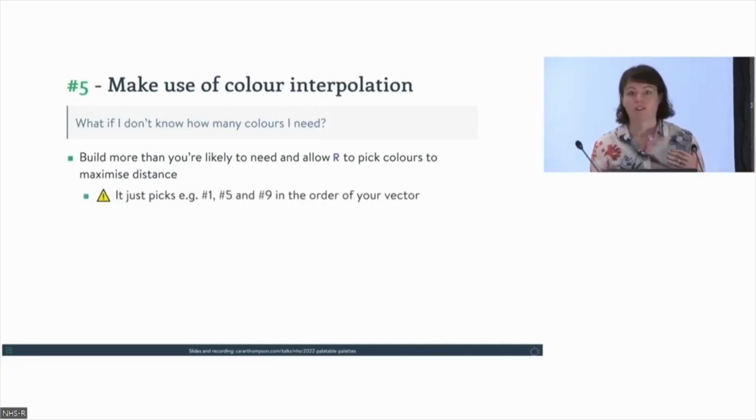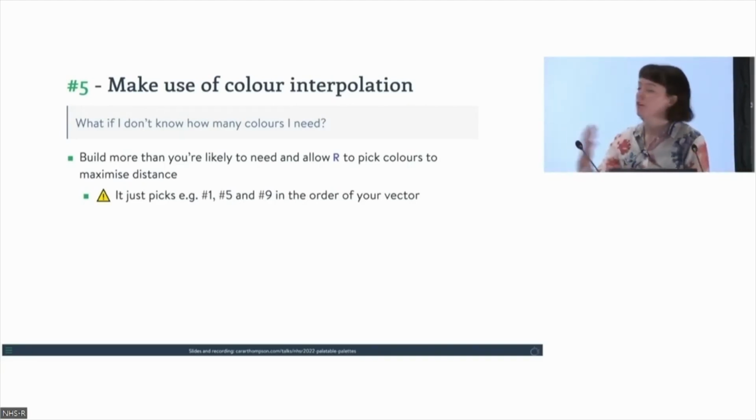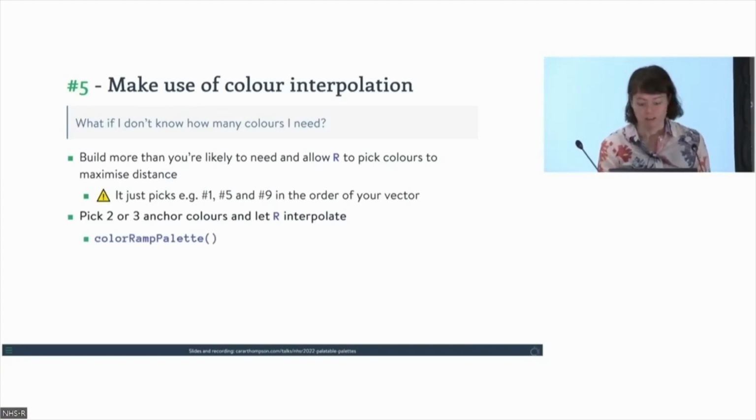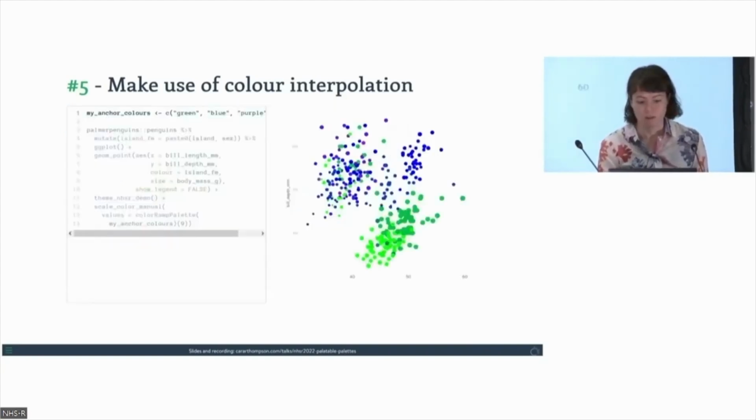The trouble with that is that it just picks them literally in the order that you've given, and it just tries to maximize it across the vector. So it will pick number 1, number 5, and number 9. You don't always end up with the nicest color combinations if you do that. So instead, I would encourage you to pick 2 or 3 anchor colors and then let R interpolate between them. There are some really sophisticated ways of doing that I'm not going to cover just now, but the color ramp palette will do a good job for that.